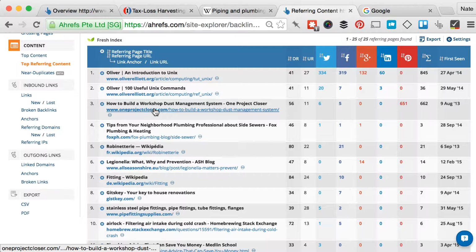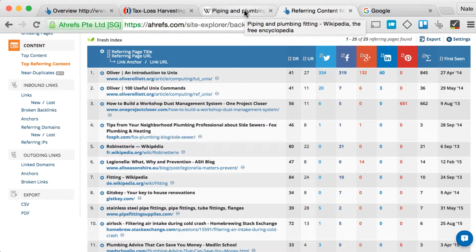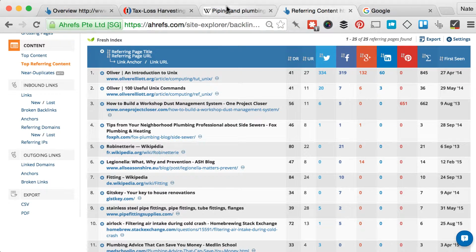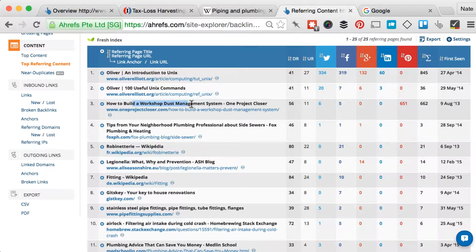And these are the people that are looking for ways that they can link to sites. Their audience isn't necessarily going to know about piping and plumbing fitting, so they're linking out to it. If you can provide content that helps this type of content, they're going to link out to you. So that's the DIY side, the DIY market.